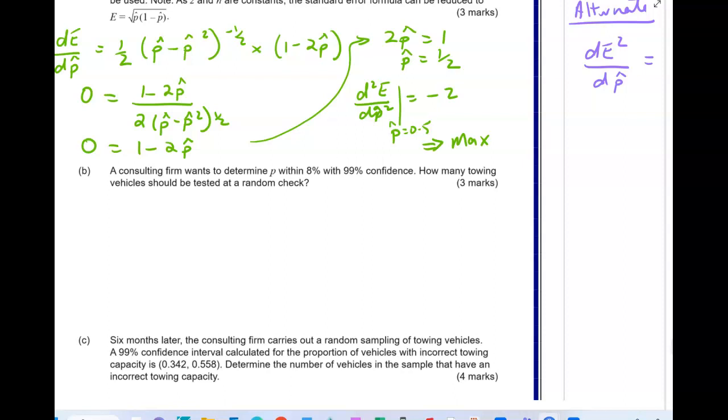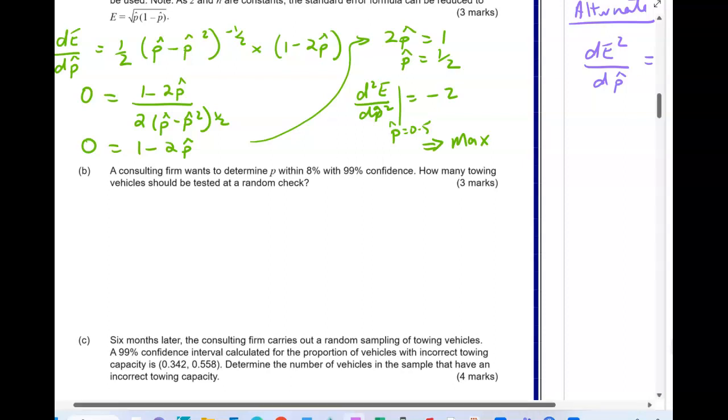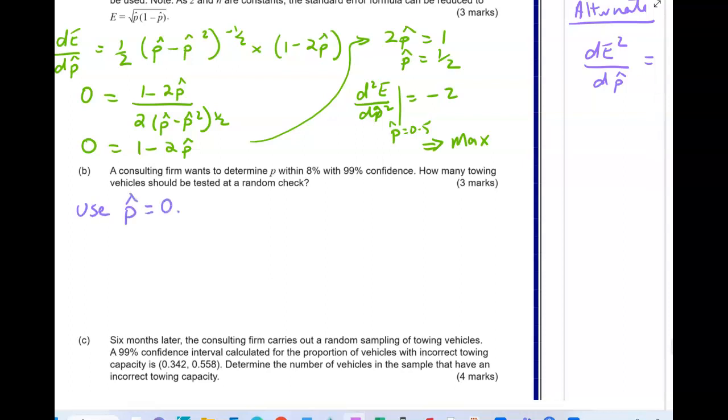All right, so in part B, using that idea, a consulting firm wants to determine P within 8% with 99% confidence. How many vehicles should be tested? We've got nothing about the sample proportion, and so we use 0.5. So when we don't know anything, we would use 0.5. Z value, Cindy, what is it for 99%? 2.576. And a margin of error of 0.08. And N equals whatever.